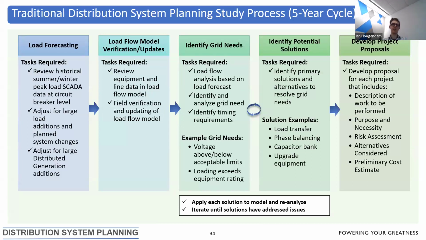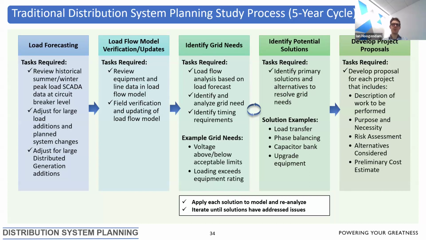So here are the steps for a traditional 5-year study, and this is the process that's currently being followed in Washington. So the first step is load forecasting, and this involves reviewing historical summer and winter peak loading conditions to determine the load growth rate for each distribution circuit in the study area. So after load growth rate is determined, adjustments are made for any known planned large load or generation additions.